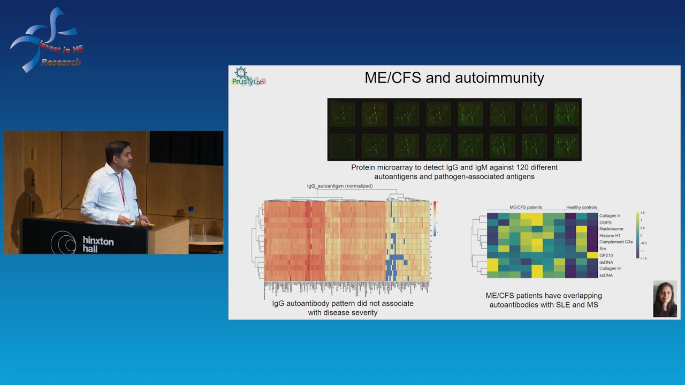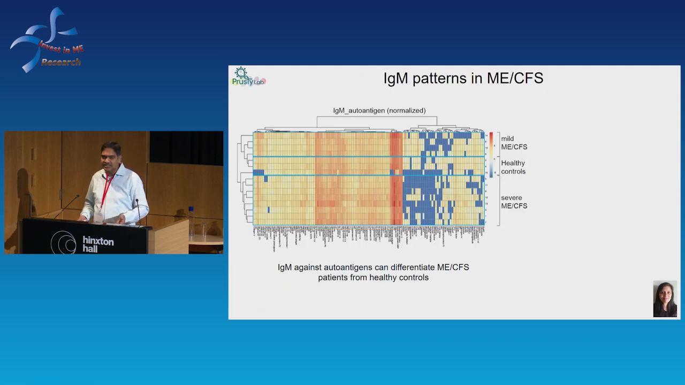Interestingly, we found that the majority of the ME/CFS patients have a lot of autoantibodies which overlap with autoimmune diseases like lupus and multiple sclerosis. So these antibodies against double-stranded DNA, RNA, collagen 5, complement C3, and others are pretty much high in many ME/CFS patients. So they all have a random increase in autoantibodies. Exactly, they must be doing something, but there is no pattern. We cannot tell that this autoantibody is actually causing the disease.